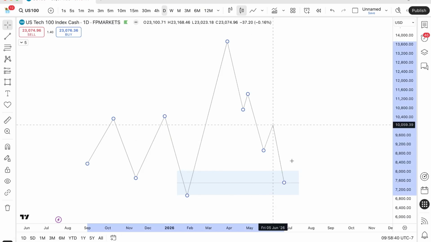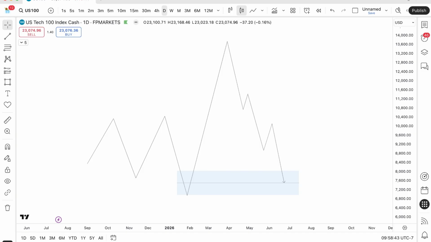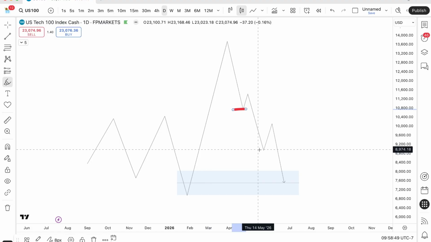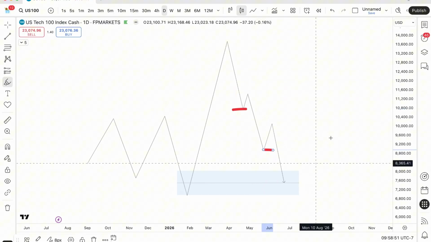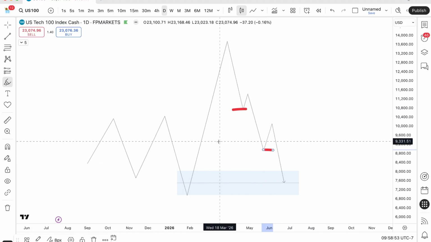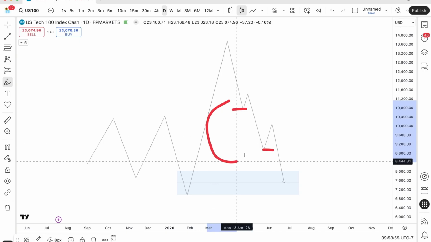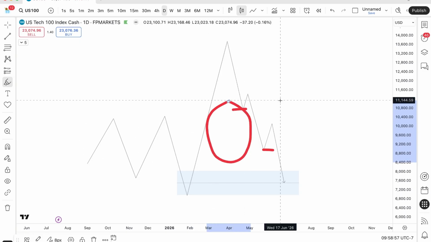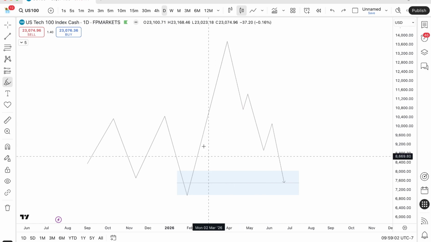Now, why is this an SMC trap? It's because there's no liquidity that was created in here, although you can call these little impulsive moves liquidity, which it is, but it's not liquidity that you can physically see in here. I'm talking about something that's meaningful, big, you know.